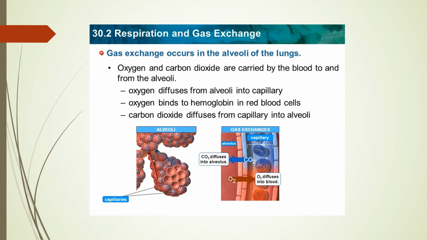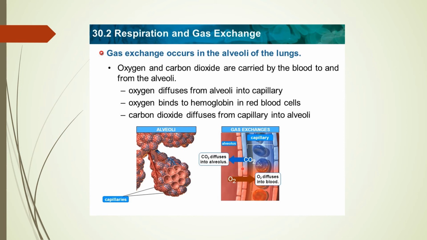Now air reaches up to where? Up to the alveolar sac. So in the alveolar sac, an exchange of gases takes place, meaning an exchange of oxygen and carbon dioxide. So what happens, oxygen diffuses from the alveoli into the blood capillaries.